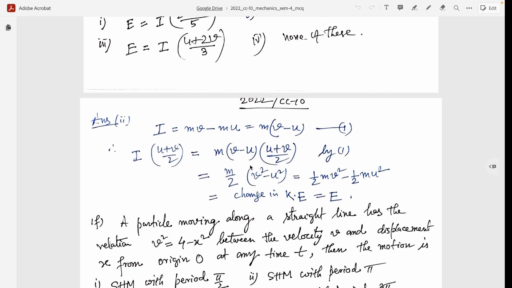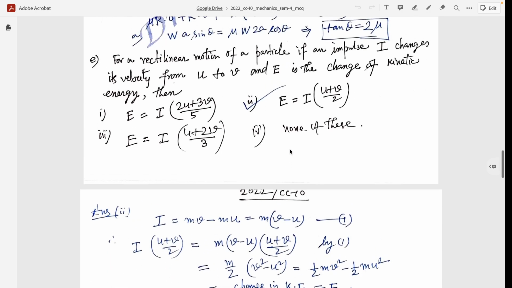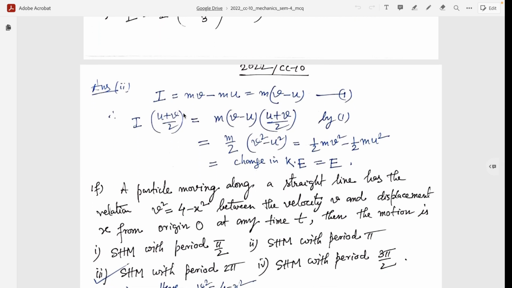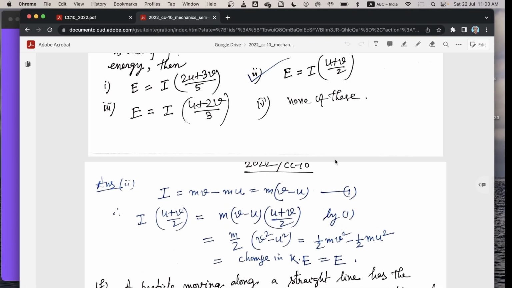So m by 2 into (v square minus u square), which is half m v square minus half m u square. Obviously, half m v square is the kinetic energy at the final position and half m u square is the kinetic energy at the initial position. So the change in kinetic energy is E, as given. So I times (u plus v) by 2 equals the change in kinetic energy E. The correct option is 2.